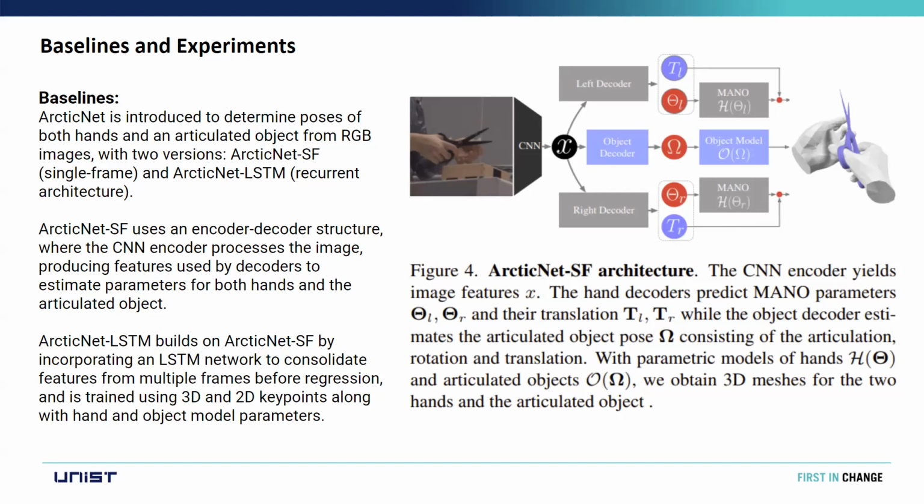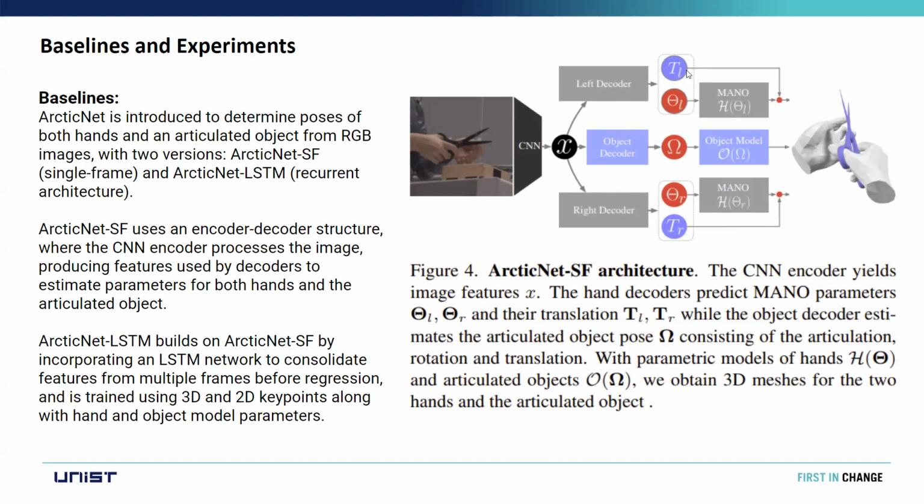So ArcticNet for single frame uses the encoder and decoder structure, where the CNN encoder processes the given image, producing a feature which is used by the decoder to estimate different kinds of parameters for both hands and the articulated object. As you can see here from the image, given the CNN model, it extracts some kind of feature, and feature X is divided into three distinct decoders: for the left hand, for the right hand, and for the object presented in the scene.